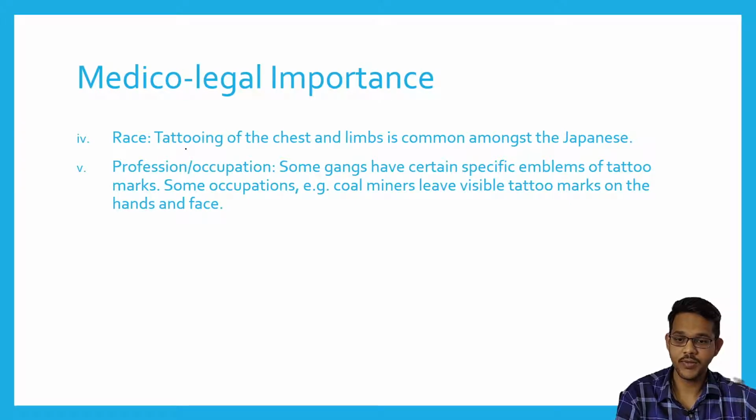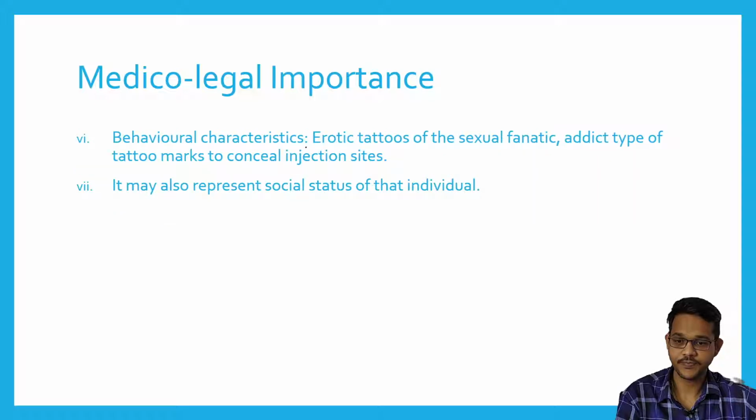Race can be known, like tattooing of the chest and limbs is common amongst Japanese. Profession or occupation can sometimes be known, like some gang members have certain specific emblems or tattoo marks. Some occupations like coal miners leave visible tattoo marks on the hands and face.